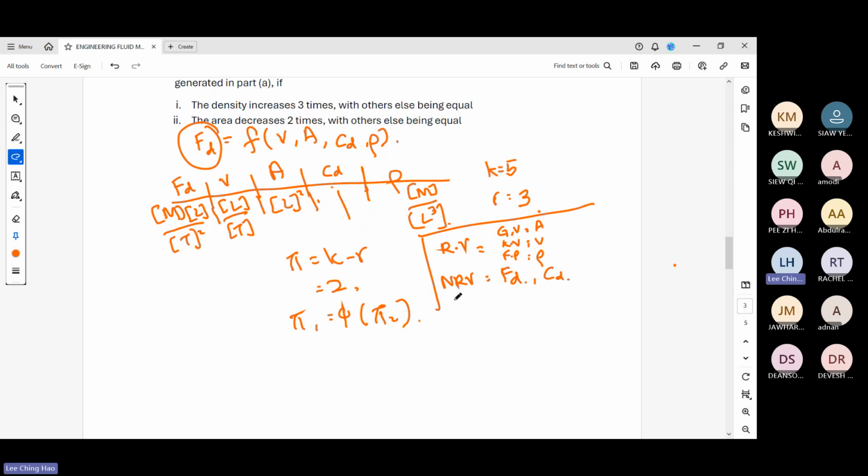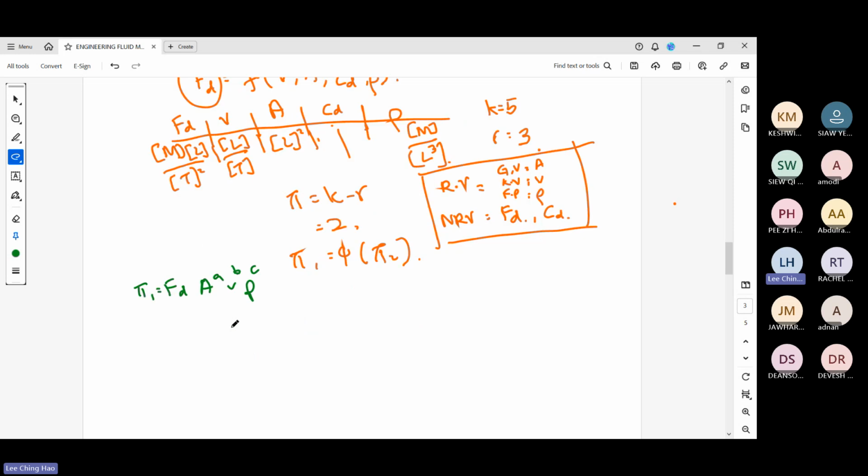Okay, so after you select them, you start to write pi 1 equals to F T. Start with the non-repeating variable and followed by the repeating variables, A, B, C. It will be fine if you choose V, density first or whatever, because the A, B, C will change according to how you place them. So then F T, you have done all the formula already, so you just bring it in.